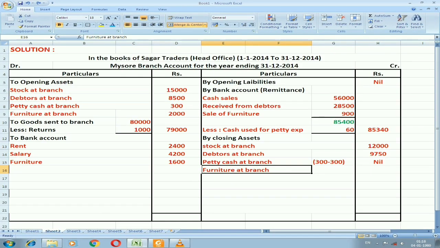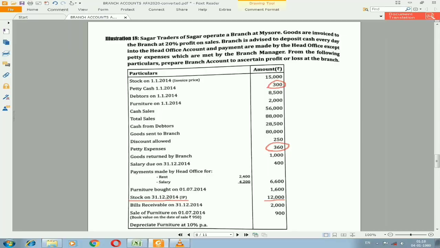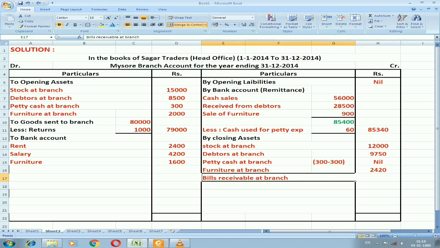Let us take this closing balance on the branch account with the amount of rupees 2420. And then we have one more asset which is on the closing day, but we don't have any opening value for that, but we have closing value, that is bills receivable on 31/12/2014, that is the amount of rupees 2000. It is also an asset we are supposed to take on the closing day, that is 2000.